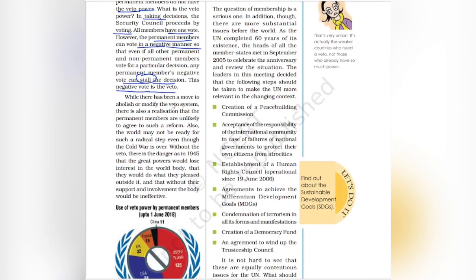I have explained, while there has been a move to abolish or modify the veto system, there is also a realization that the permanent members are unlikely to agree to such a reform. So I have explained to you that these countries were saying कि भाई remove this entire concept of veto power, due to which there has been so much conflict. But every country has realized that these permanent members which already have the veto power are unlikely to agree. Definitely, the country which is at a privilege, why would it agree to bring such reforms?